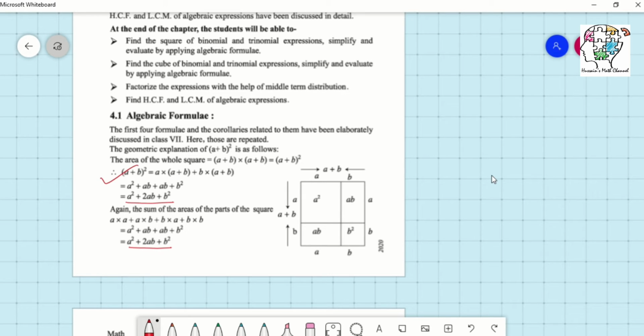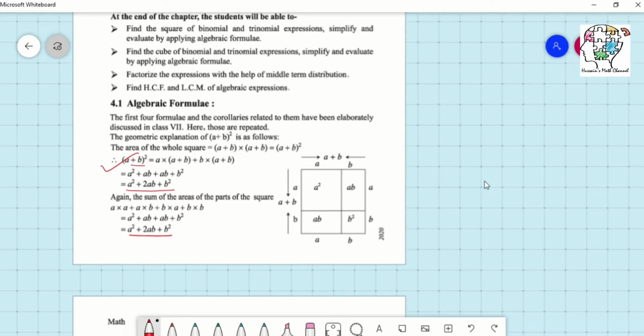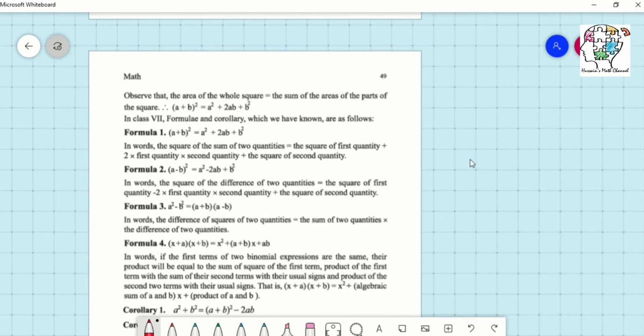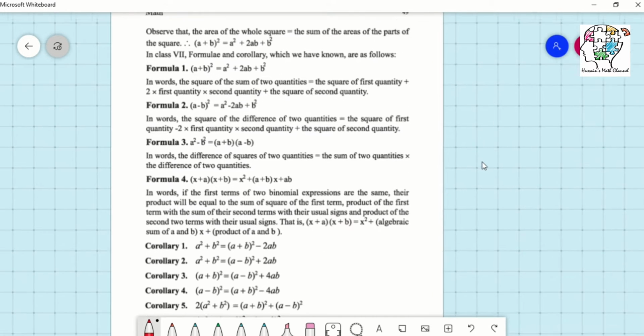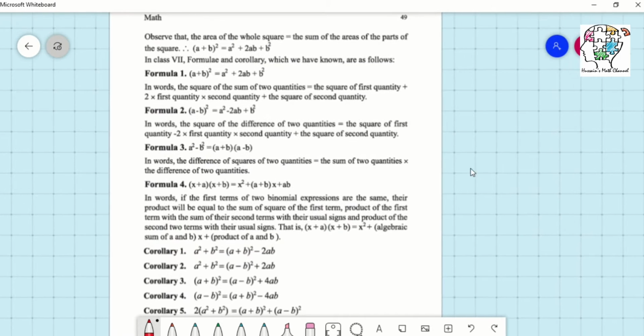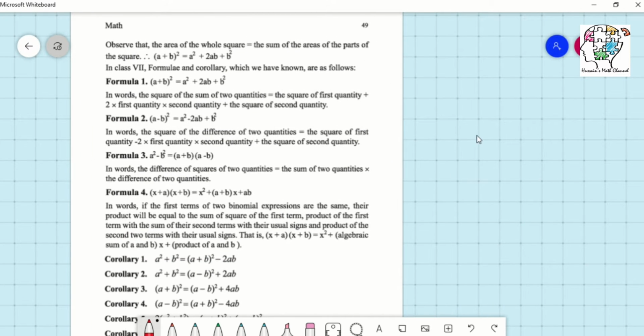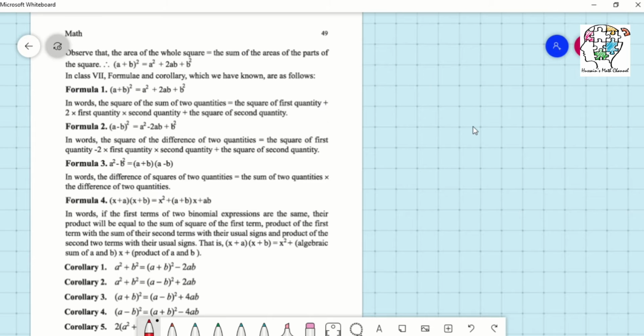So if we want to make a plus b, then we get a plus b whole square, we will get a square plus 2ab plus b square. Now we want to go to the next page, that means page number 49. There are so many formulas and corollaries we can learn today. The first formula is formula number 1. We can say a plus b whole square is equal to a square plus 2ab plus b square. This is formula number 1 of your textbook.